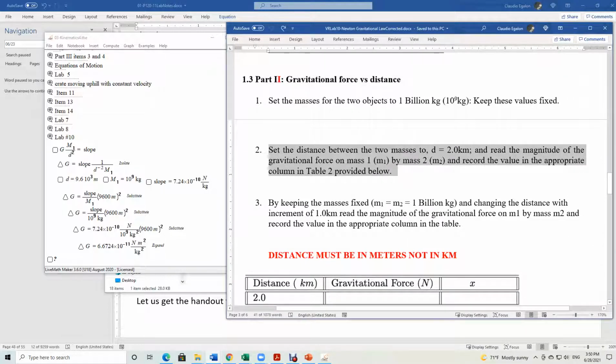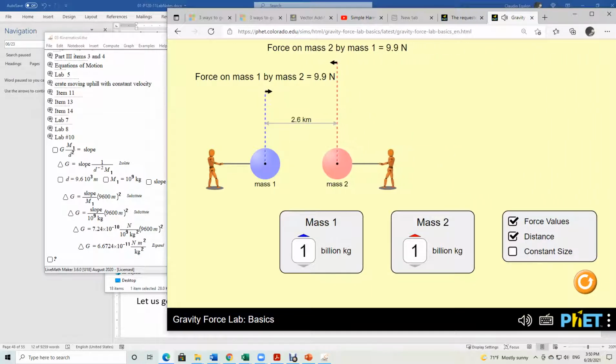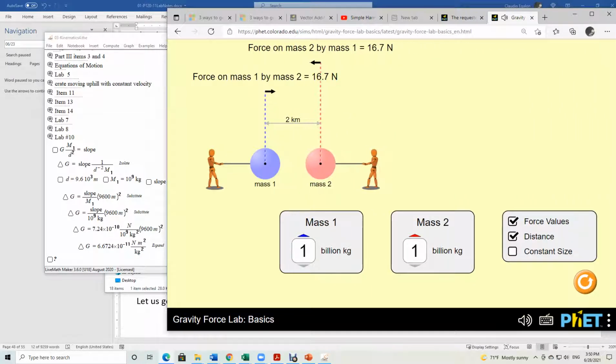Set the distance between the two masses to 2 kilometers. 2 kilometers, here you go. Oh, too close. Here you go, 2 kilometers now. And look at the value of the force, 18.5 newtons.